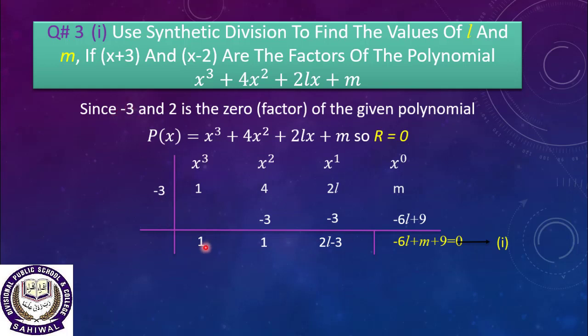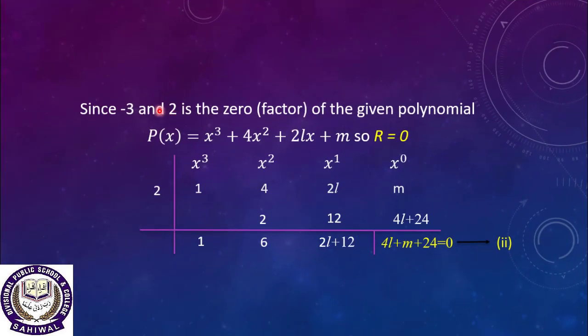Minus 3 when multiplied with 1, we get minus 3. On adding it in 4, we get 1. Again multiplying 1 with minus 3, we get minus 3. Adding it in 2l, we get 2l minus 3. Multiplying this 2l minus 3 with minus 3, we get minus 6l plus 9. Adding it in m, we get minus 6l plus m plus 9 equal to 0. This is equal to 0 because the remainder is equal to 0. We call this equation 1.